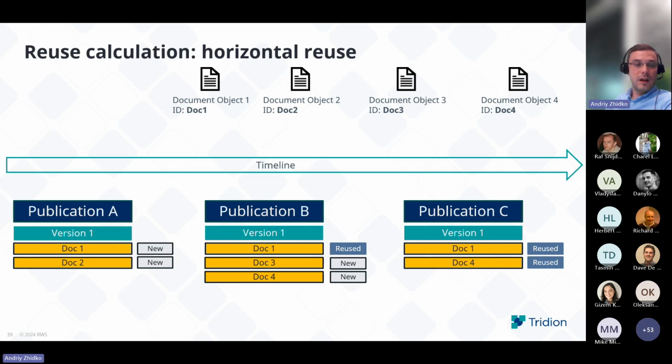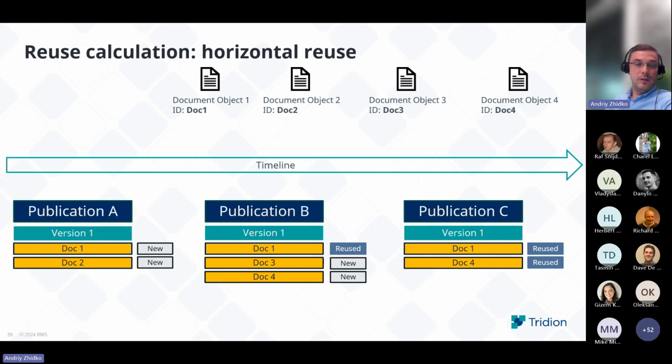At a certain point in time, we created publication A that is referencing document 1 and 2. They are used for the first time, they were not used before. As a result, both of them will get status new. Later, we created publication B that is referencing document 1, 3, and 4. Since document 1 was used before in publication A, it will have status reused. Documents 3 and 4 are used for the first time, so they will have status new.